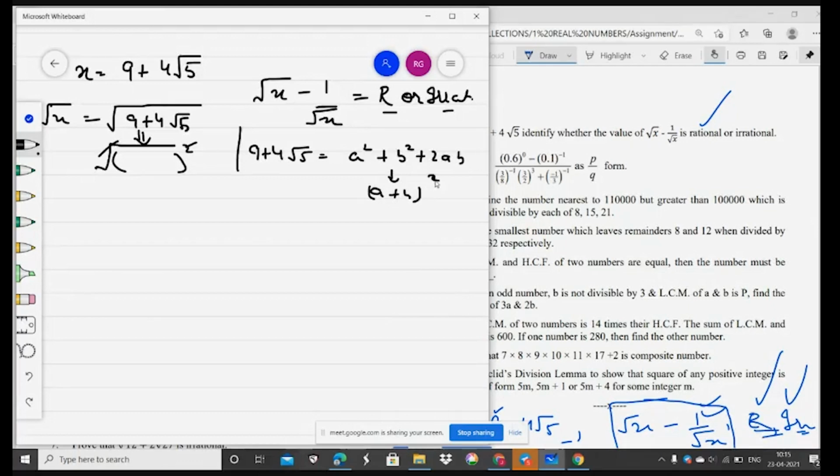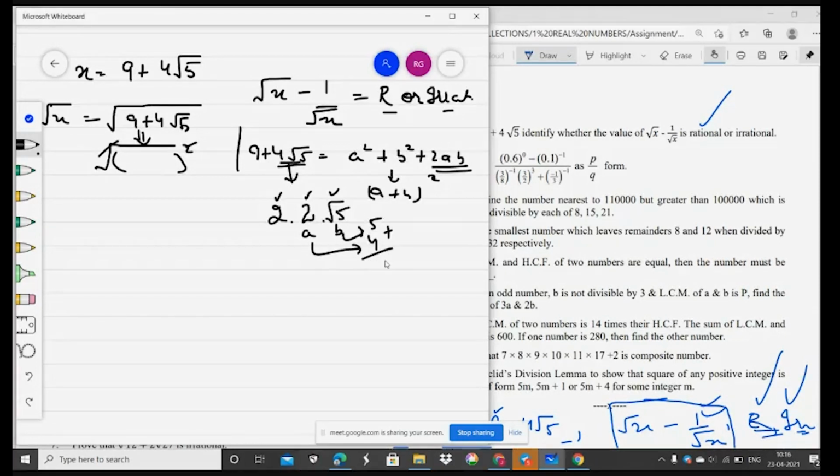For this we need to start with 2ab, meaning you have to start with the under-root part. We want to write it as 2 into something, and this root 5 cannot be factorized further. So the next thing is 2 only, so that it becomes 4 root 5. Is it okay? 2 into root 5. Now this is 2, this is a, this is b. Now here a square means 5 and b square means 4.